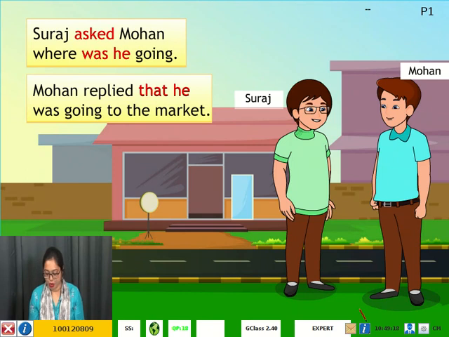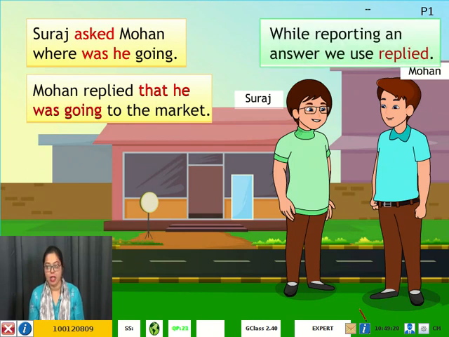Basically, what we are learning is that while reporting an answer, we use replied. Suppose someone is asking you a question and we turn this question into indirect speech. When somebody says something and we repeat his or her words in indirect speech, we report the answer with the word replied. For example, look at the second sentence: Mohan replied that he was going to the market. Is this clear to you all till here?